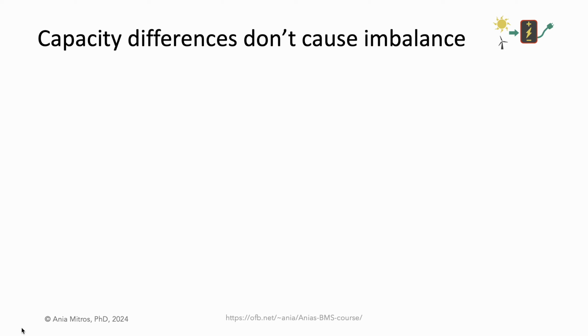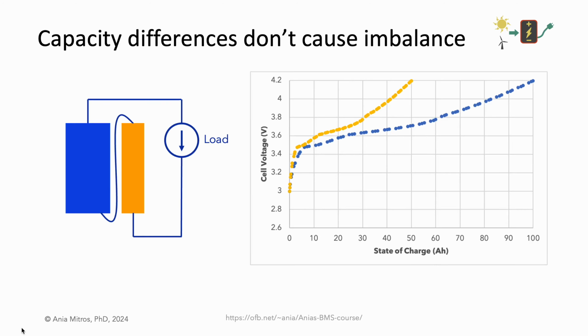Let's also talk about what doesn't cause imbalance. Capacity differences don't cause imbalance. I mention this because I've heard this idea, so I'd like to talk about where this idea comes from and what actually happens. Imagine 2 cells with unequal capacity.